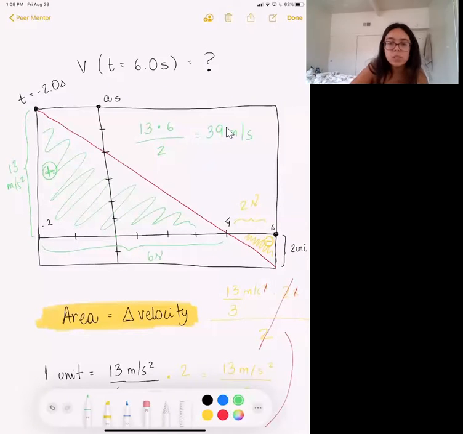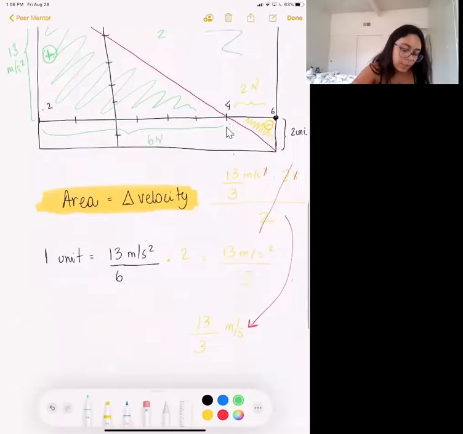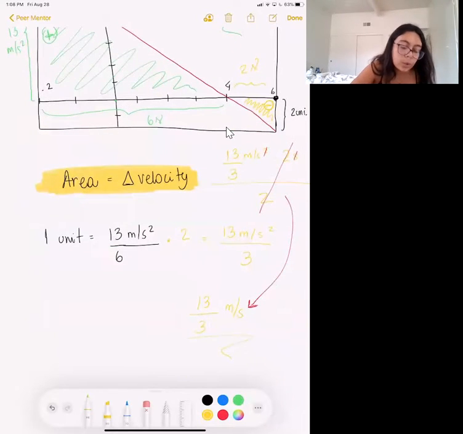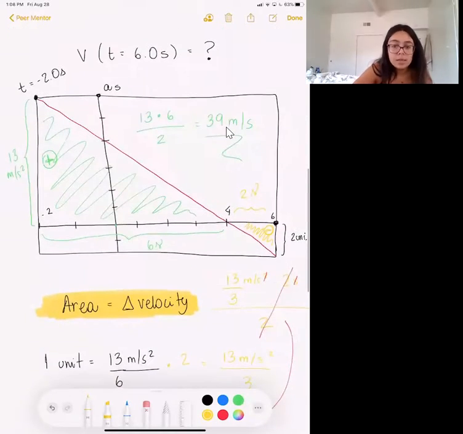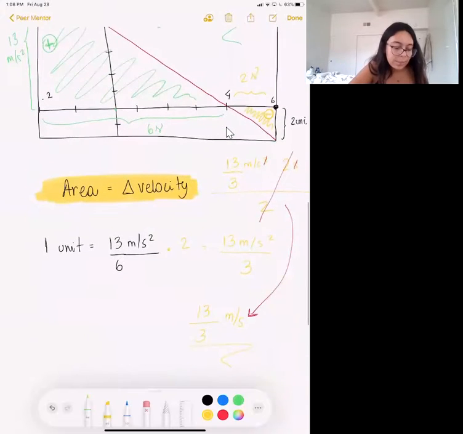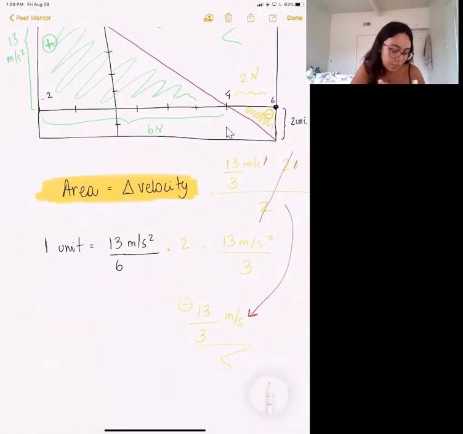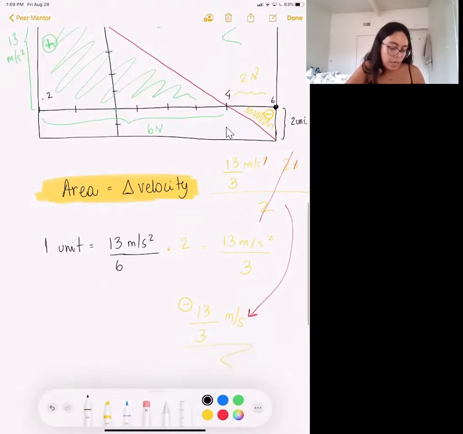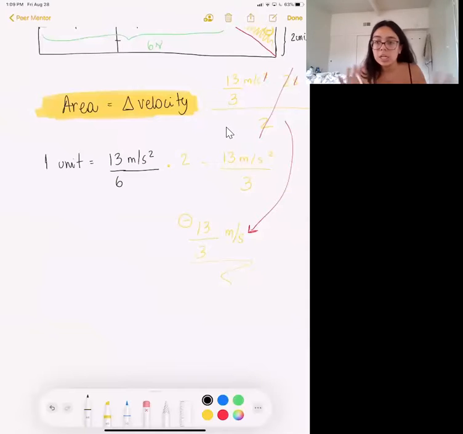Awesome. So we have the areas. The area of the big one is 39, and the area of the small one is about 13.3. We know that the green one is above the x-axis, so that's going to be positive. And the 13 divided by 3, the small triangle, is below the x-axis, so that's going to give us a negative. So now we do have all of the changes in velocity, right? Because we calculated the area, so we can find the velocity at t equals 6.